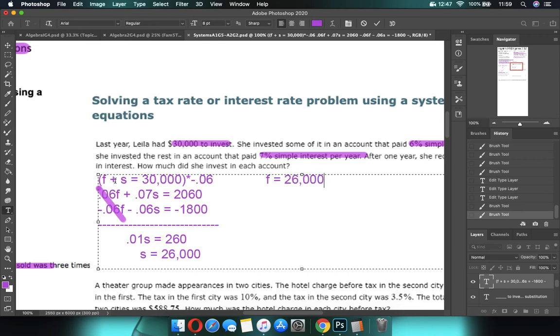26,000 plus Ms. Dubois, learn how to use the shift key, equals 30,000, and then from there, subtract 26,000, so the other amount equals $4,000.